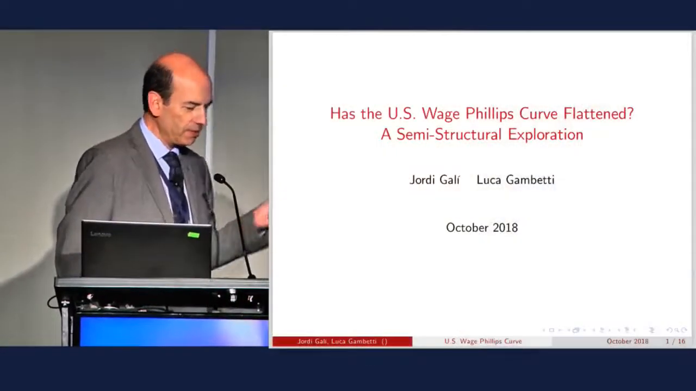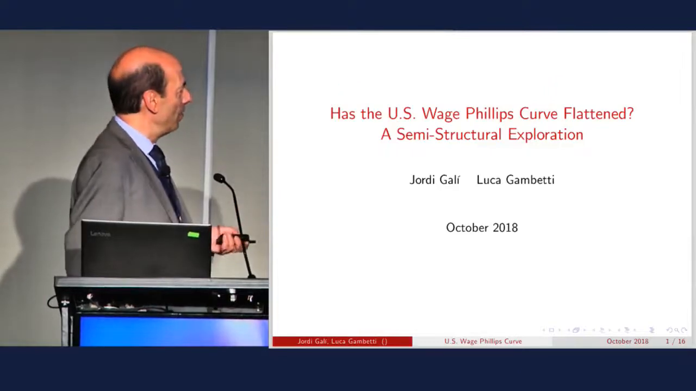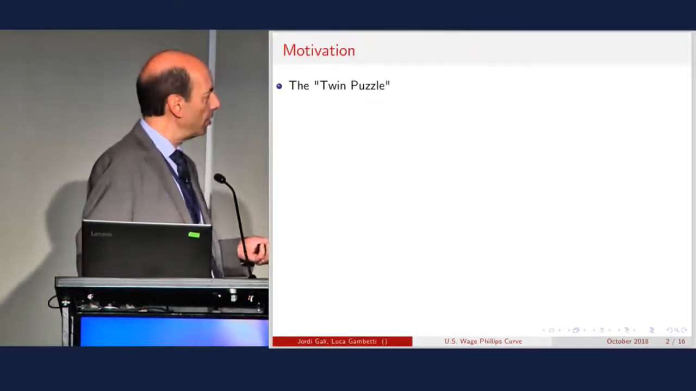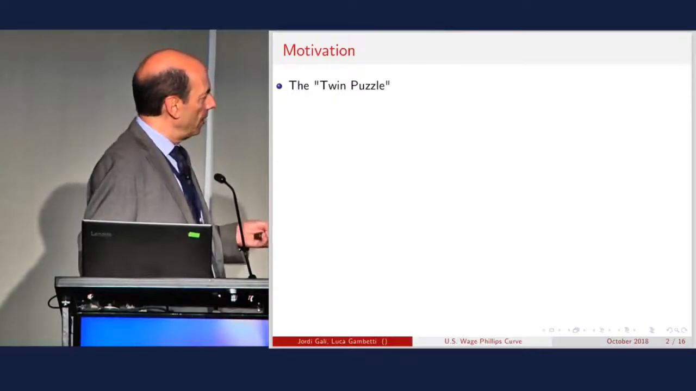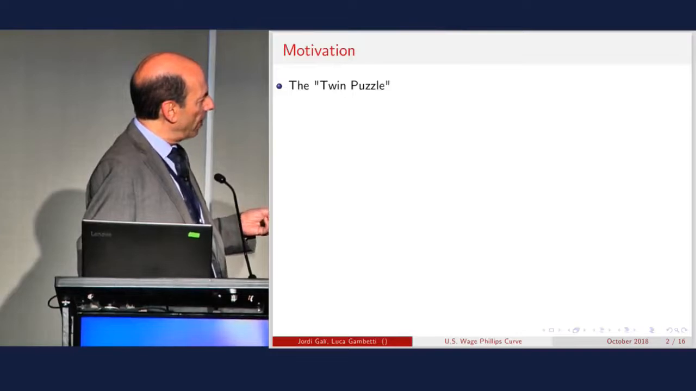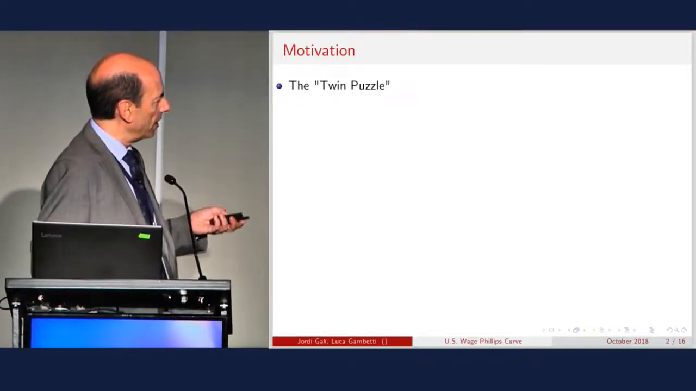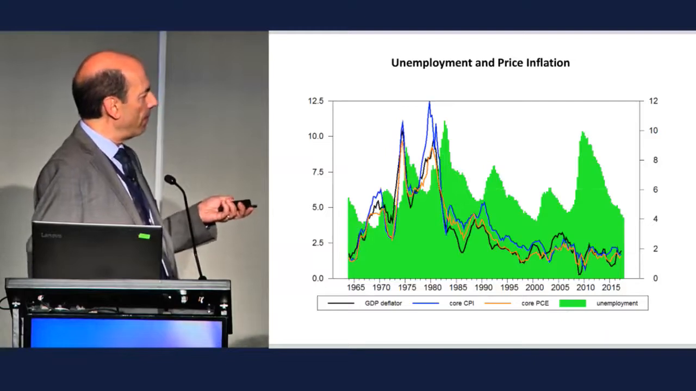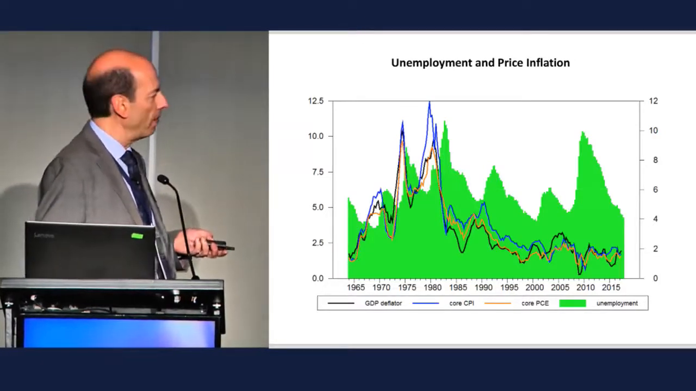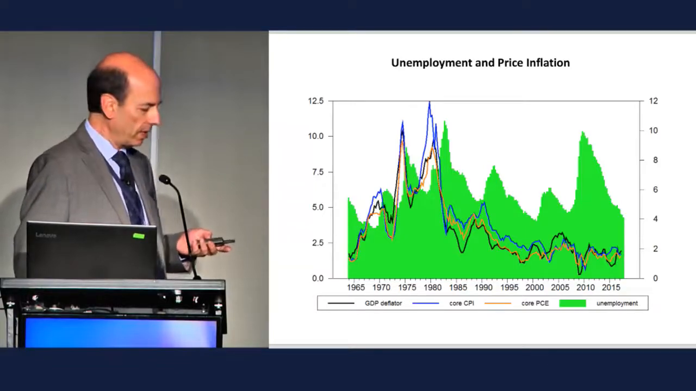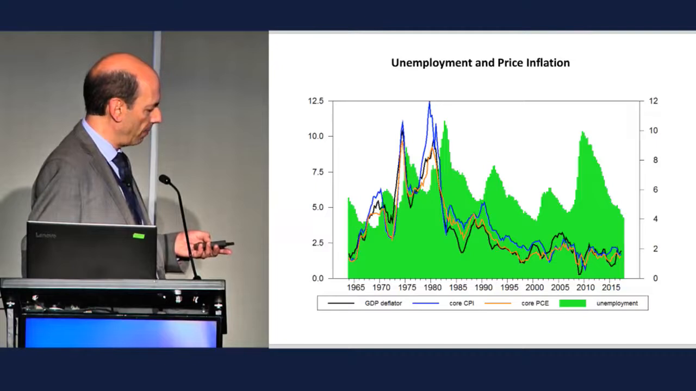In front of this audience, and given all these papers that we've seen today, this paper doesn't need much motivation. The U.S. economy and other advanced economies face what is known as the twin puzzle. It refers to the fact that despite this very large adjustment of the unemployment rate upward and downward during the Great Recession and in its aftermath, the inflation measures haven't really responded much, even though this has been the largest adjustment in the unemployment rate that the U.S. economy has experienced in the post-war period.